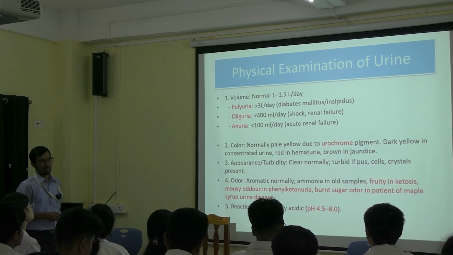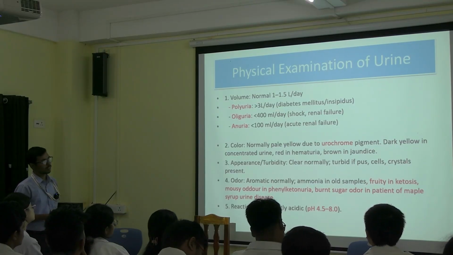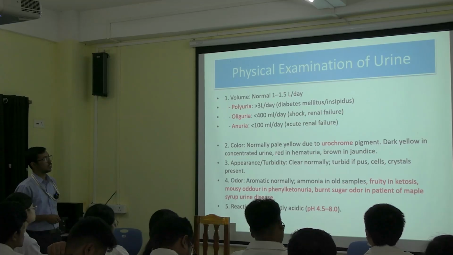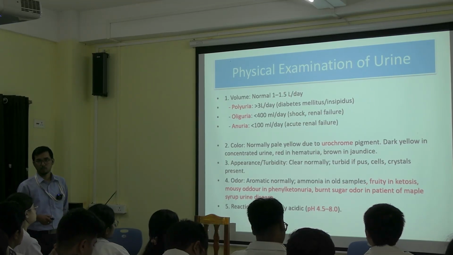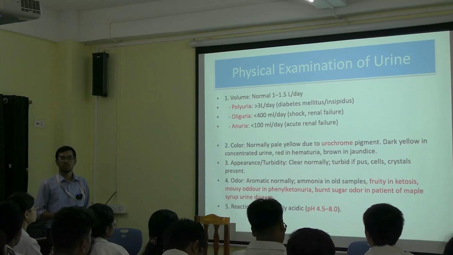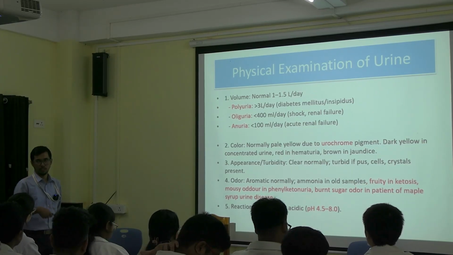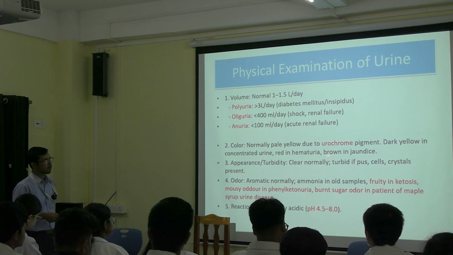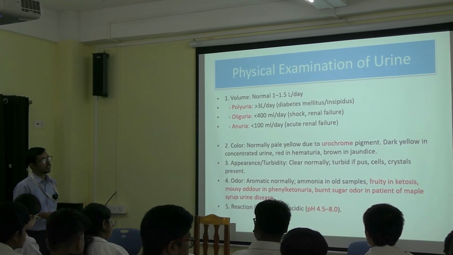Pale, a straw colored urine. This is due to Urochrome pigment. Dark colored urine is found in concentrated urine, and red in hematuria. What is hematuria? Hematuria is the presence of RBC, the presence of blood in urine. In medical terms we call it hematuria. And brown in color in jaundice.